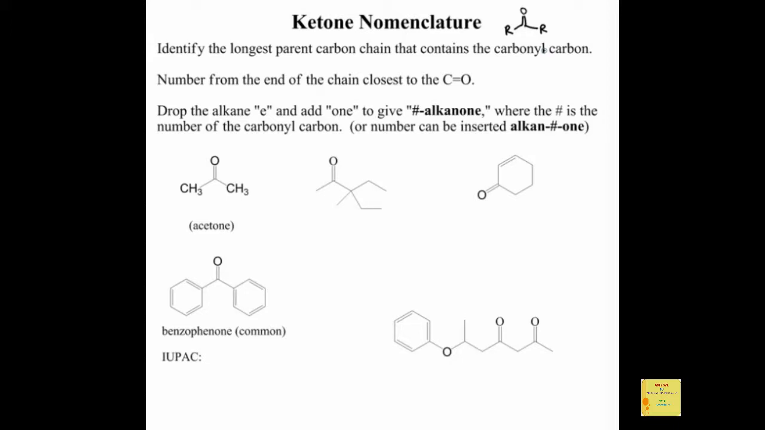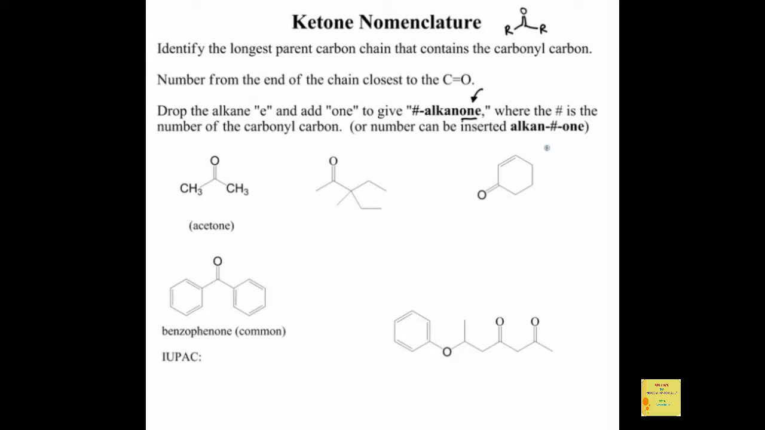So now we're back to the case where we find the longest carbon chain bearing the carbonyl carbon, and then we number it from whichever end is closest to the carbonyl so that the ketone gets the lowest possible number. What's the suffix for a ketone? We drop the E ending and we add O-N-E. So it's called an alkanone, and we have to put a number out in front or in the middle to indicate where that carbonyl is. So let's see some examples.